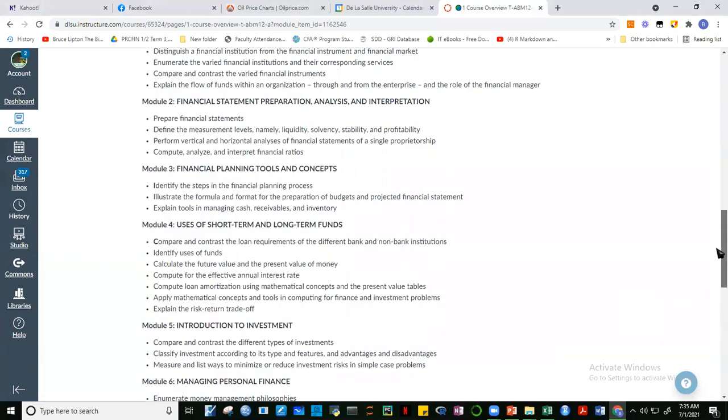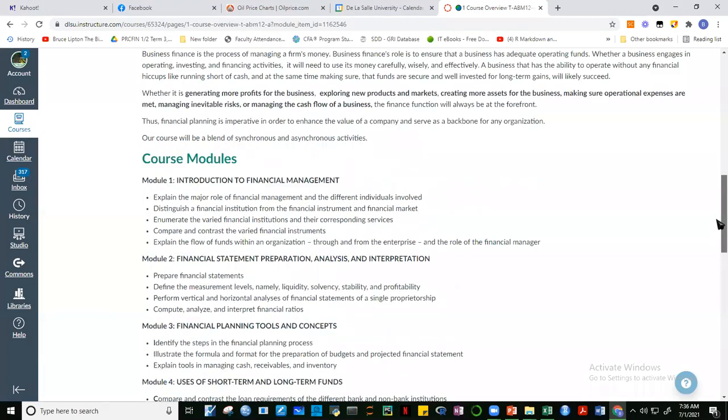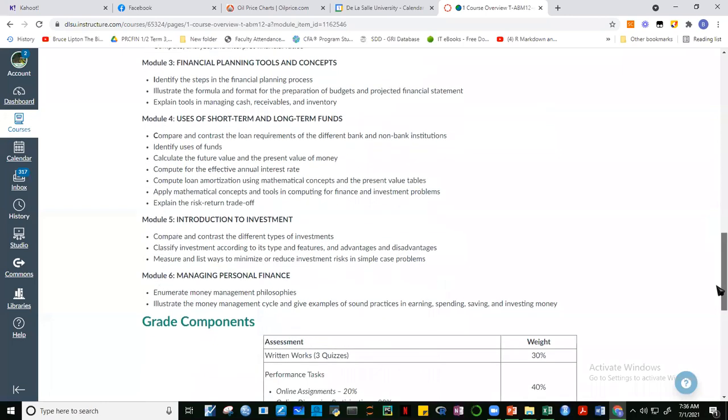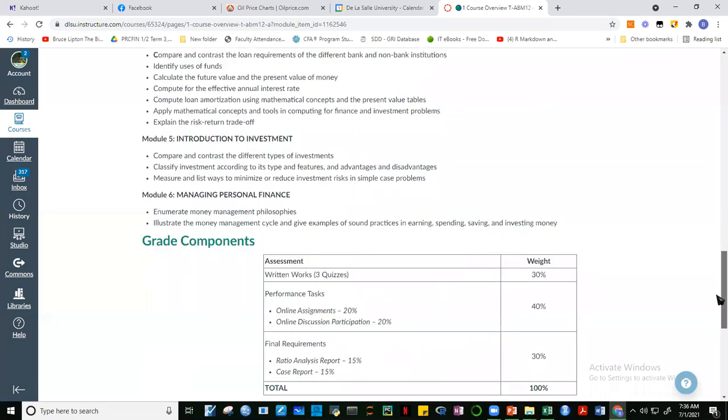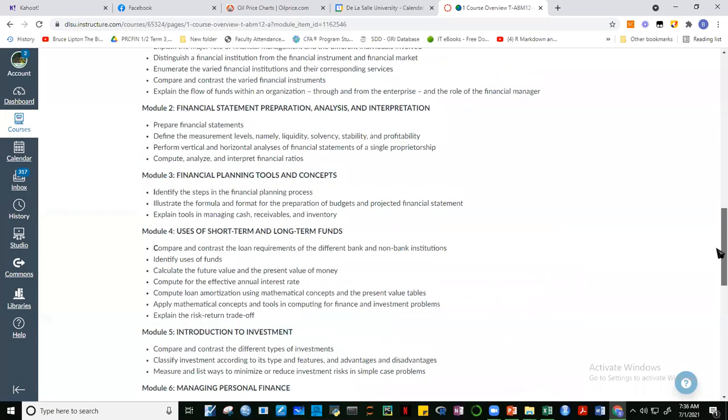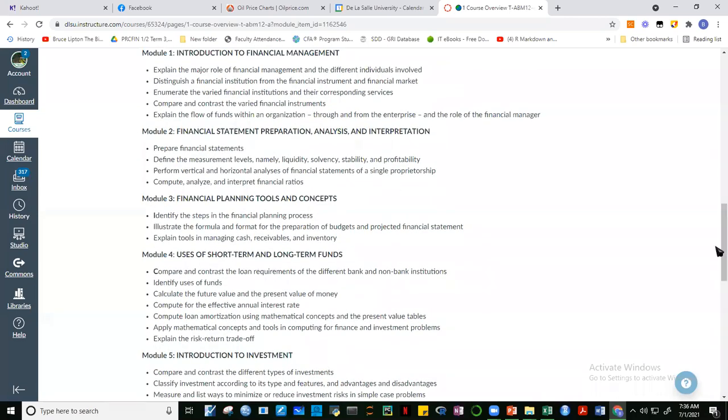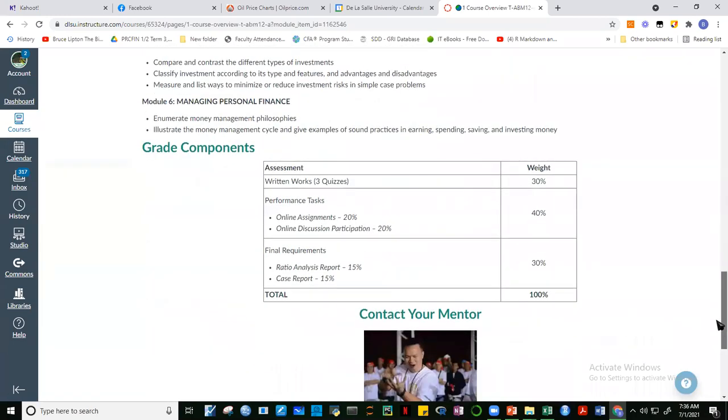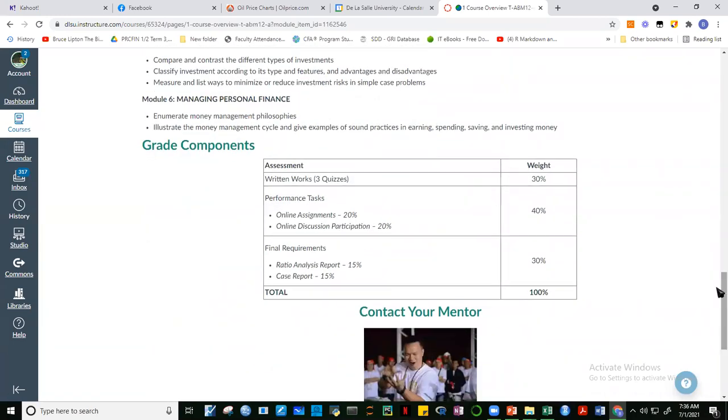After each two modules, we'll have our quiz. And then at the end, guys, your finals will be two case presentations, one analysis of financial statements, and another one is a project study. Okay, so the breakdown of the grades are as follows.